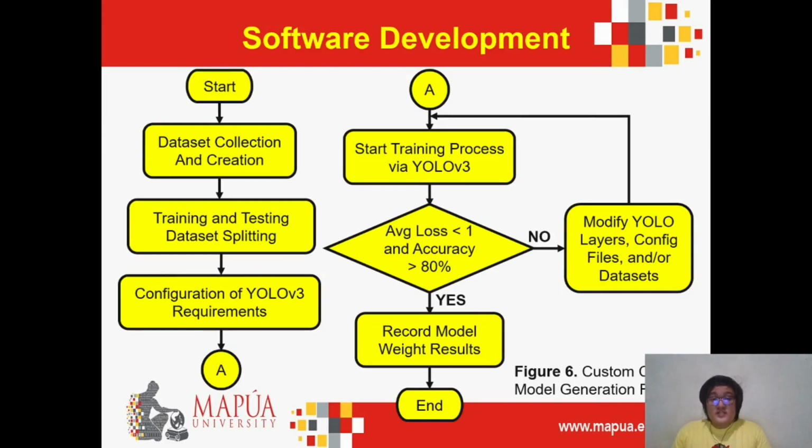The flowchart depicts the software development. Datasets were created by gathering images and labeling them based on their classification. These datasets will be divided into training and testing. Then, configuration files were created including the architecture for YOLO V3. The training process will be stopped once the average loss is less than 1 and the accuracy is greater than or equal to 80%. Lastly, the results for the testing will be recorded.